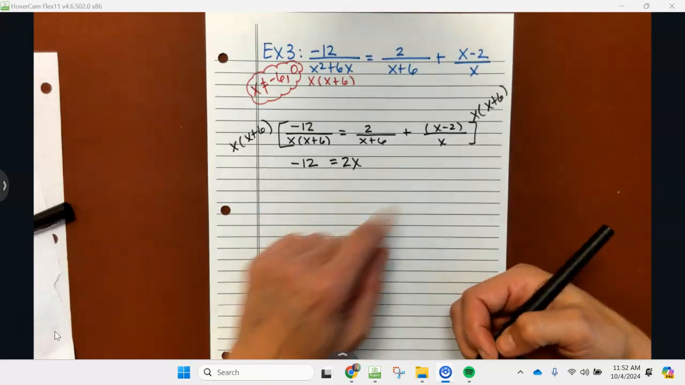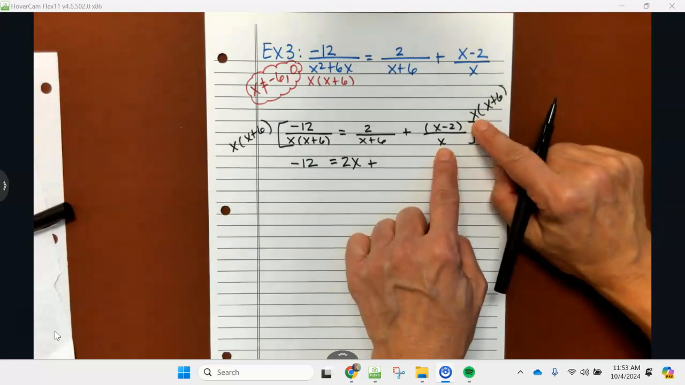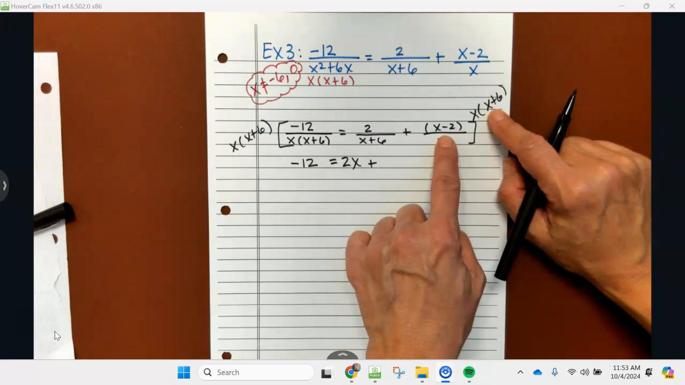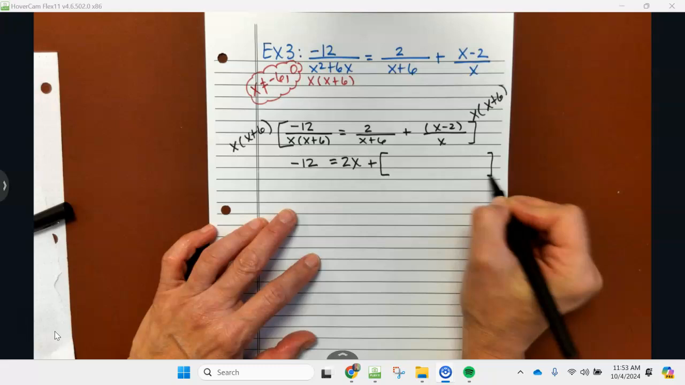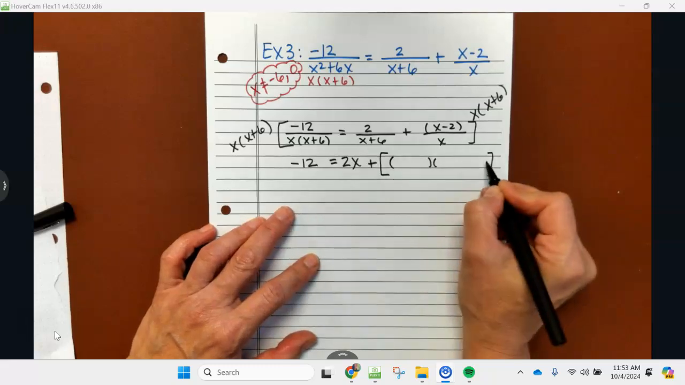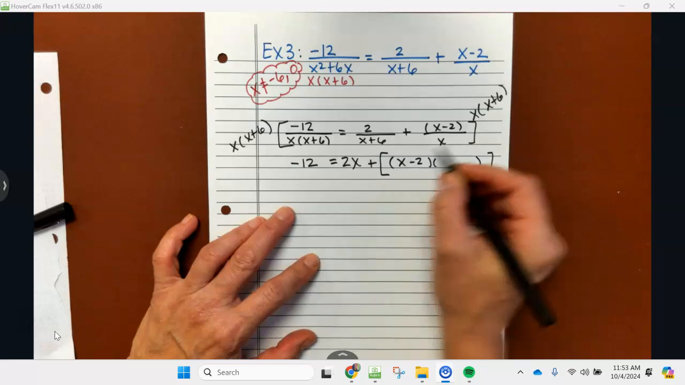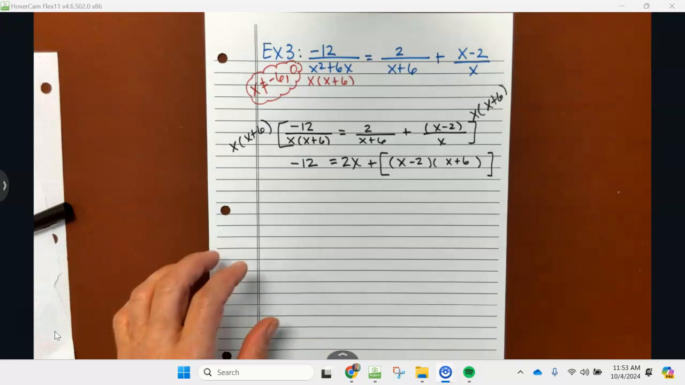All right, let me go ahead and recopy this plus sign. And then the x's are going to cancel out, which means we're going to have to FOIL these two together. That's okay, we can do that. I am just going to kind of separate it from that plus sign. Give myself plenty of room to show the FOILing. So x minus 2 and x plus 6. All right, let's go ahead and FOIL that out.